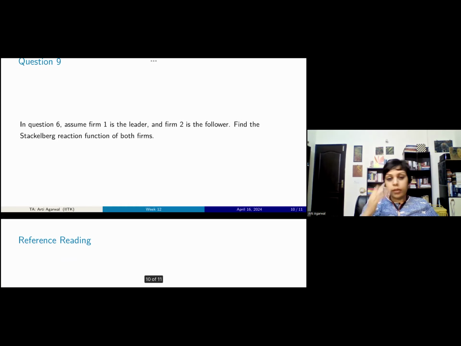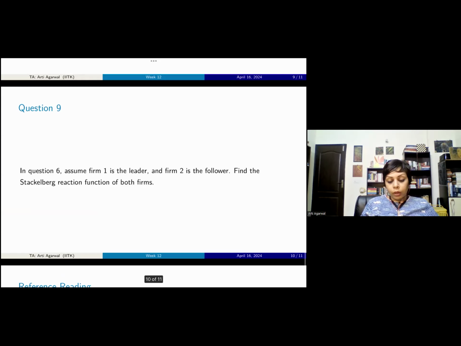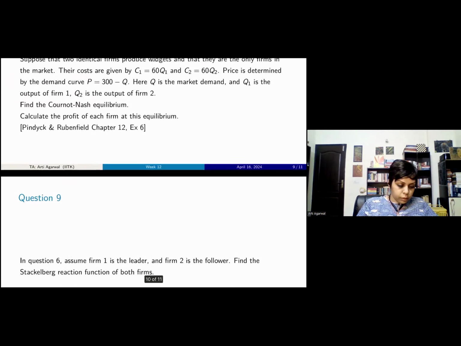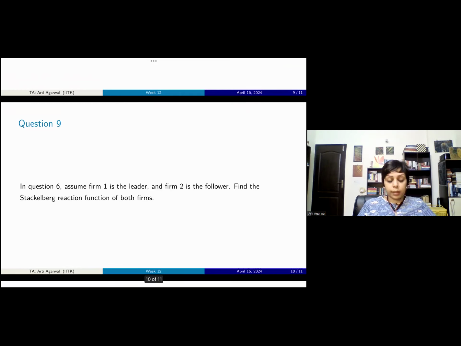So in this same scenario, this is the last question for today actually. I wanted to take this as a comparison case because that makes it more illustrative of how Stackelberg is different from Cournot. In the same question, not 6, sorry, this is question 8. I've written 6 by mistake. In question 8, assume that firm 1 is the leader and firm 2 is the follower. Find the Stackelberg reaction function of both firms. Of course, you can find the equilibrium values also.